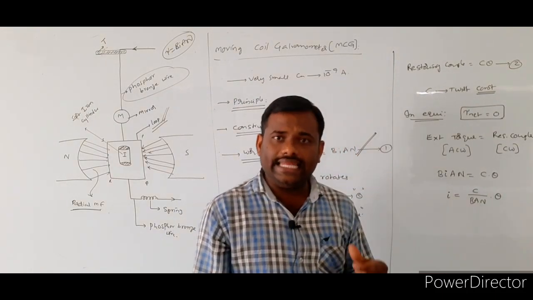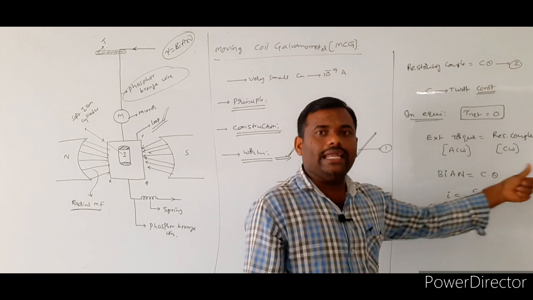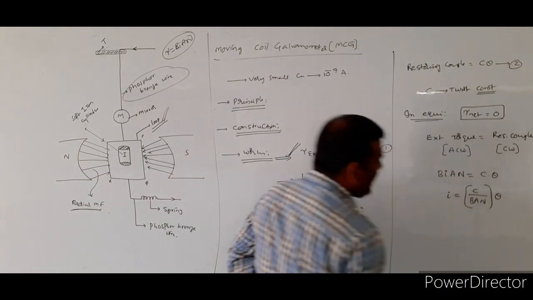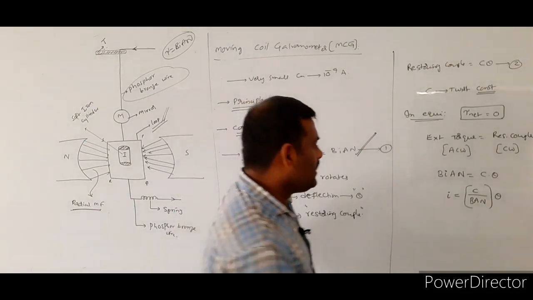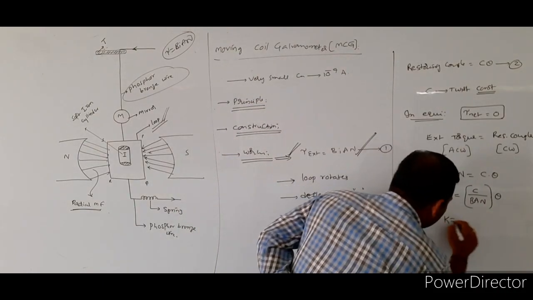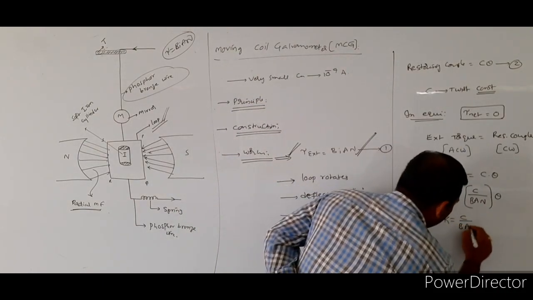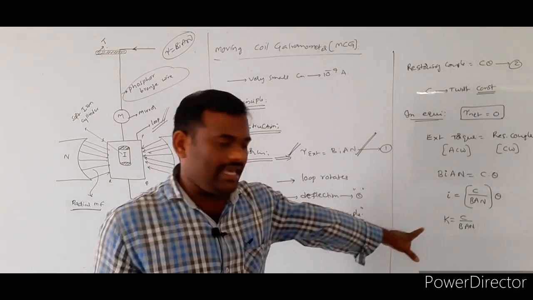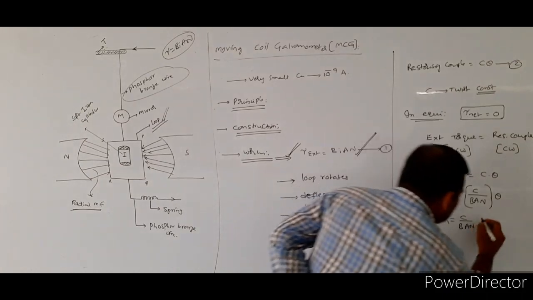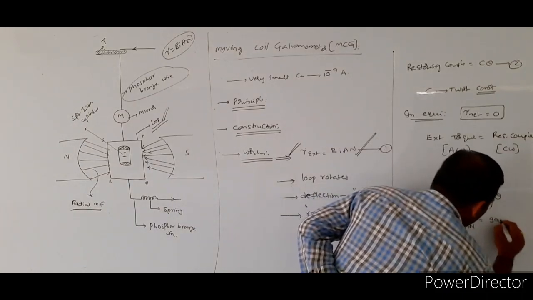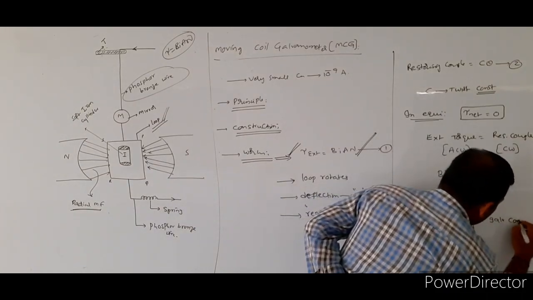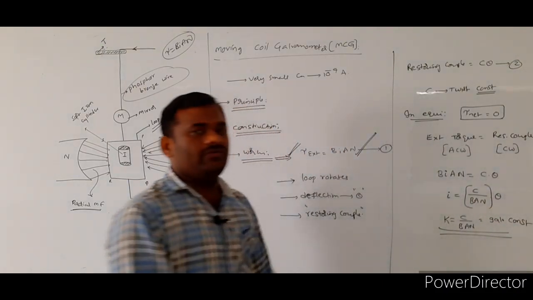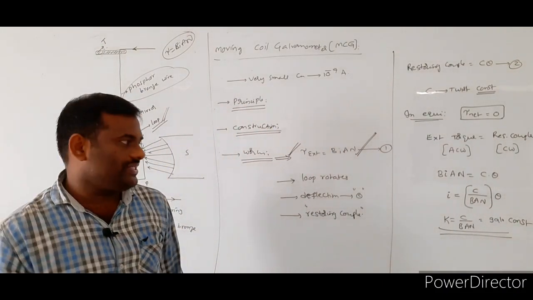A is the area of the loop, N is the number of turns. So the entire term C by BAN will be assumed as a quantity K. K is equal to C by BAN. Here K is called the galvanometer constant. So what is K here? K is the galvanometer constant.